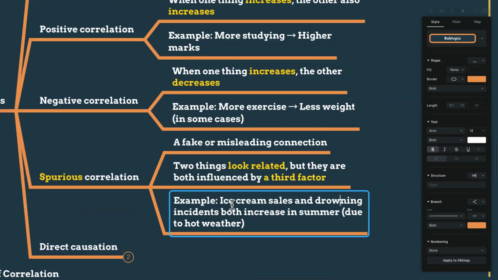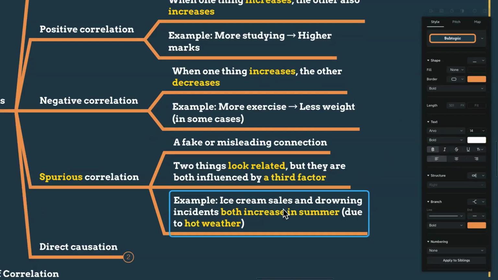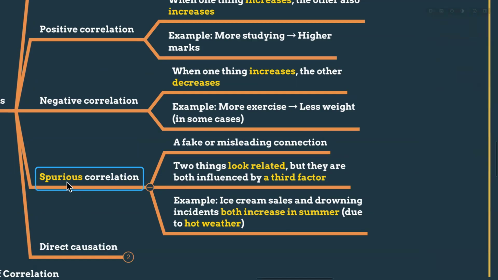with the boats. So the ice cream sales and drowning incidents both increase in summer, but due to hot weather, there is no correlation between both items. Both are separate items. But a third factor, hot weather, influenced the ice cream sales and also the drowning incidents. It looks related, but both are influenced by a third factor. That's why it's called spurious correlation.